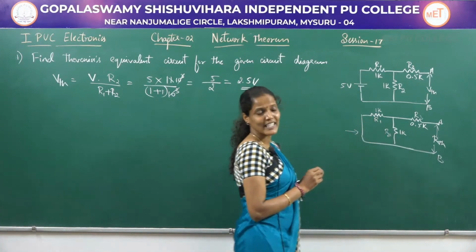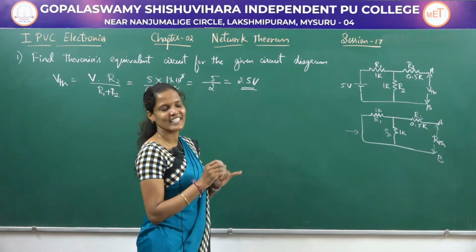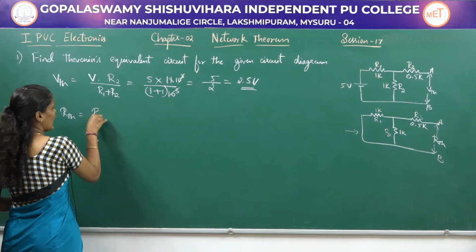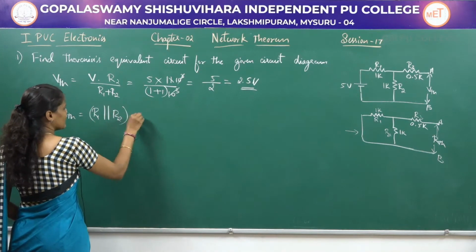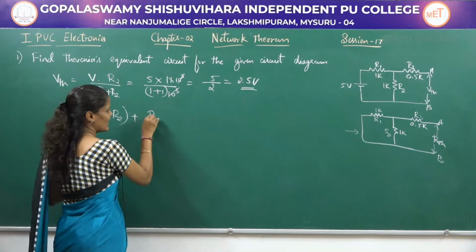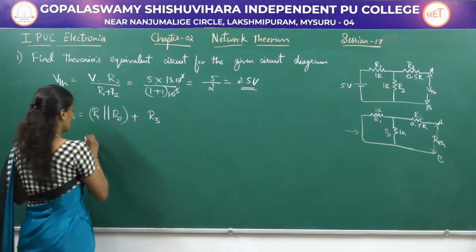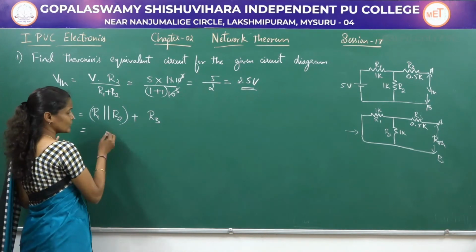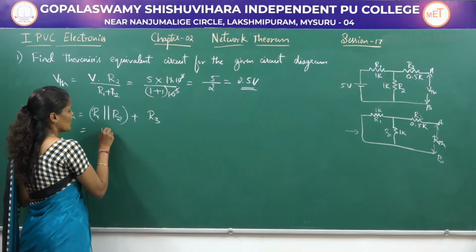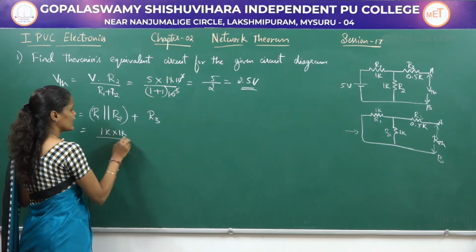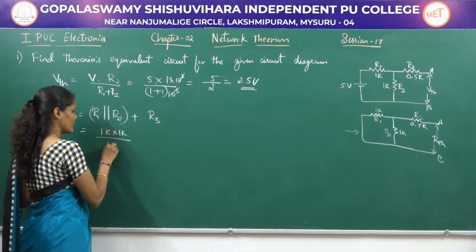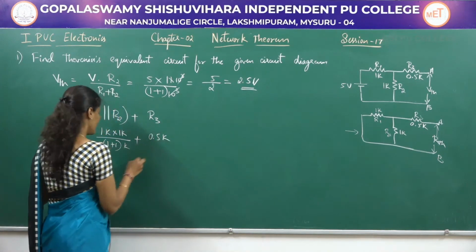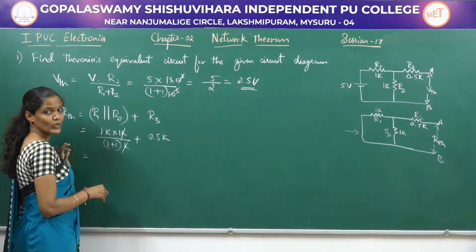R1 and R2 are connected in parallel, and that parallel combination is connected in series with R3. So, RThevenin is equal to R1 parallel to R2, and that parallel combination is in series with the third resistor, which is named as R3. Now, for R1 parallel to R2, we have a direct formula, R1 R2 divided by R1 plus R2. So, let me substitute those values. 1 kilo into 1 kilo divided by 1 kilo plus 1 kilo, plus R3 value, which is 0.5 kilo. So, this kilo gets cancelled with one of the kilos.